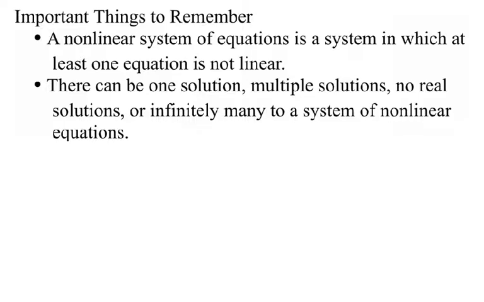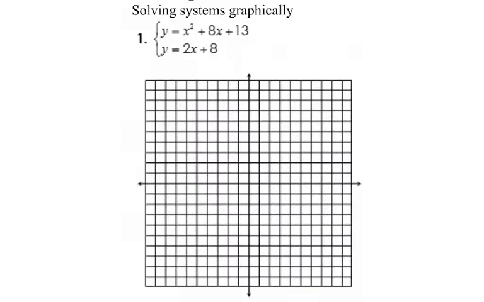Okay, and then here's some other things to remember. When you're talking about systems of equations, there can be one solution, so it would intersect only once. Multiple solutions, it would intersect multiple times. Or no real solutions, so it wouldn't intersect at all. Or infinitely many, which means that the system is like on top of each other. They're the exact same curve. So they're always touching, they're always intersecting, so they have infinitely many solutions.